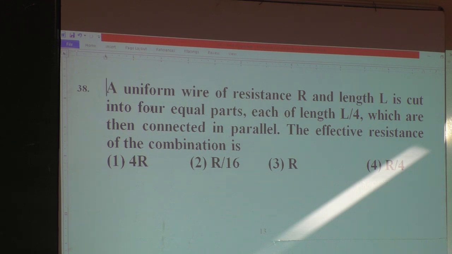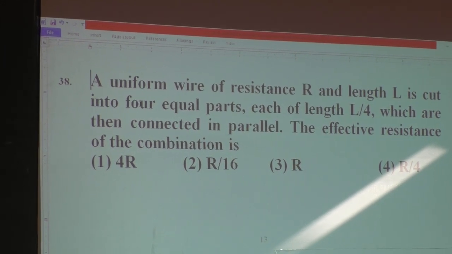Because each length is L by 4, which are then connected in parallel. Then what is the effective resistance? Each R by 4, 4 such resistors in parallel. So what is the effective? R by 4 by 4, right?